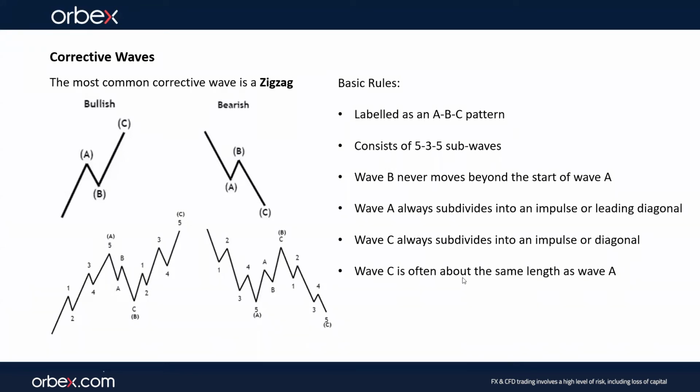So wave C always subdivides into an impulse or diagonal again. And wave C is often about the same length as wave A. So it's very rare that you'll have a large wave C or wave A that does not correspond to the size of them both. So whatever wave A is doing, usually wave C is doing the same thing as well. So very important to note as well.